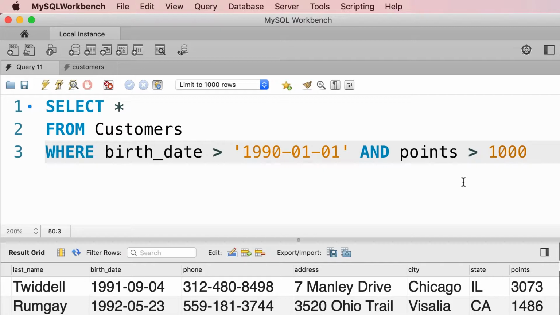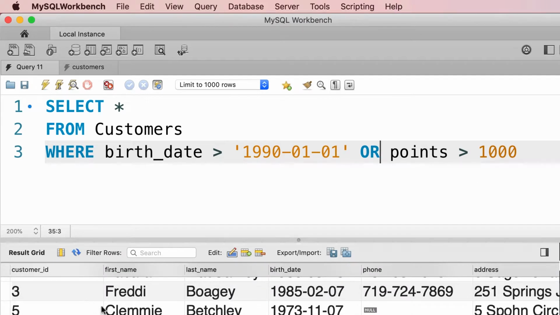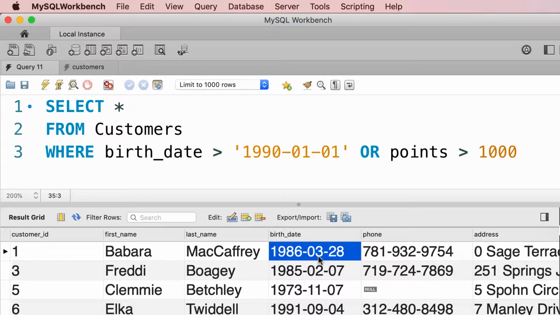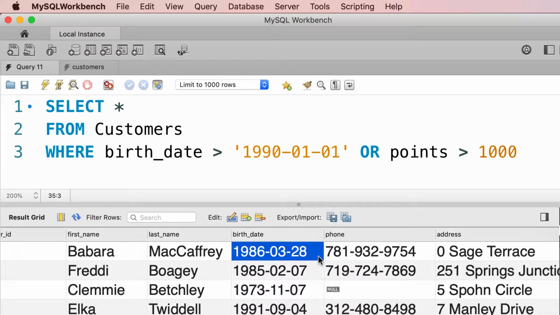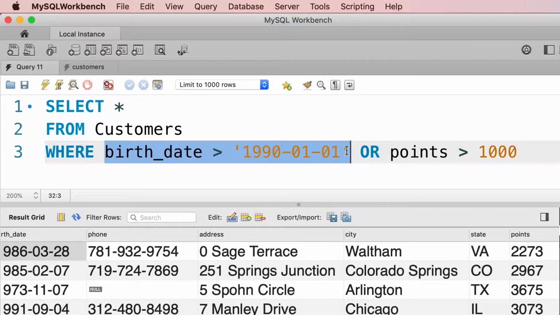In contrast to the AND operator, we have the OR operator. So with OR, if at least one of these conditions is true, that row will be returned in the result set. Let's take a look. Now we execute this query again. Instead of 2 records, we have quite a few records. So for example, we have this person who is not born after 1990, but if you look at their points, they have more than 1,000 points. So any customer records that satisfies at least one of these conditions will be returned.